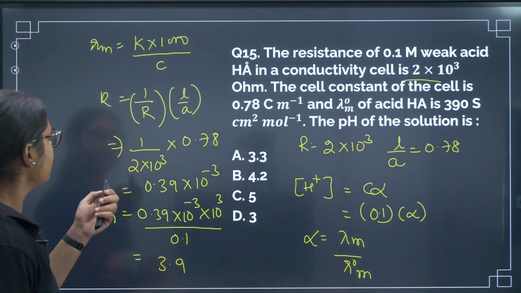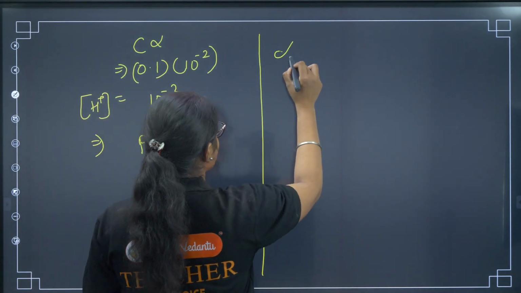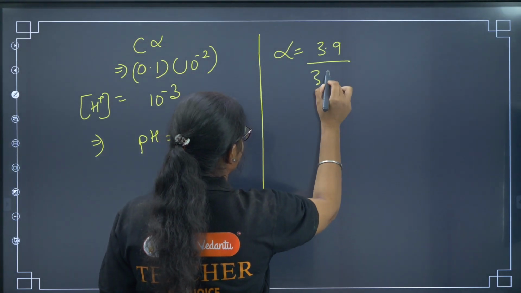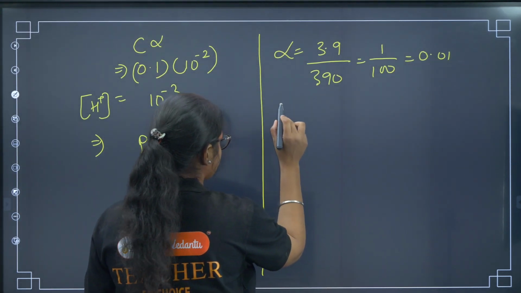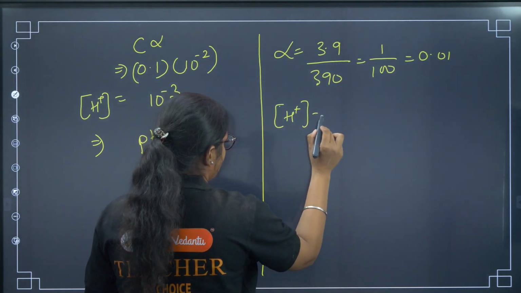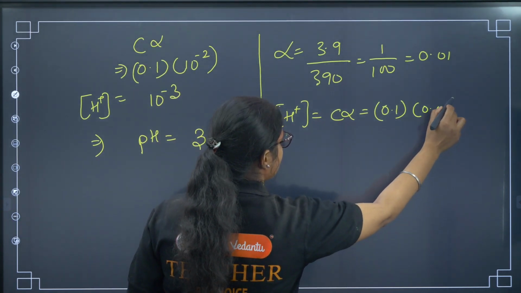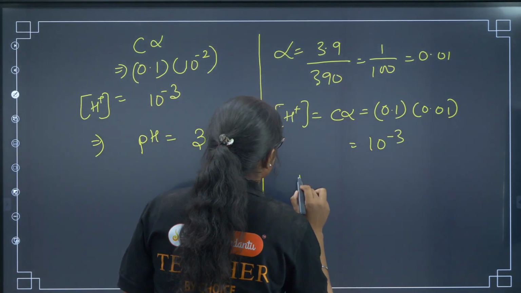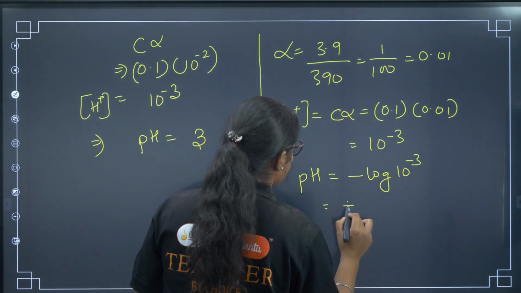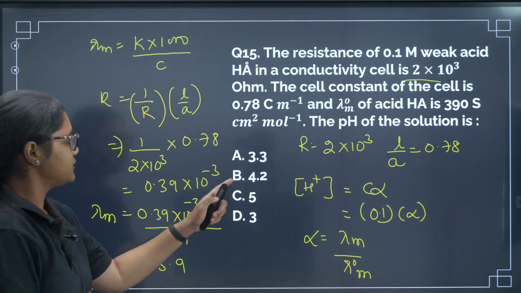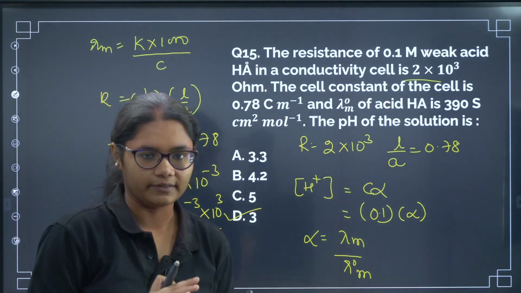We got molar conductivity. Next we can find out the alpha value. Alpha value is 3.9 by 390, that is 1 by 100, 0.01. Then what is the H plus concentration? C alpha: C value is 0.1, alpha value is 0.01, so we'll get 10 to the power of minus 3. So pH will be minus log of 10 to the power of minus 3, that is plus 3. So the correct answer for this question is option D. Yes, this is a direct question, but a lot of steps are involved in this.